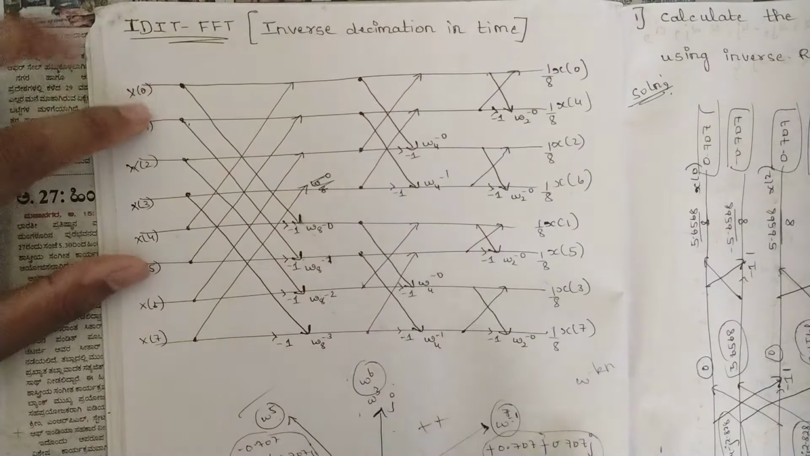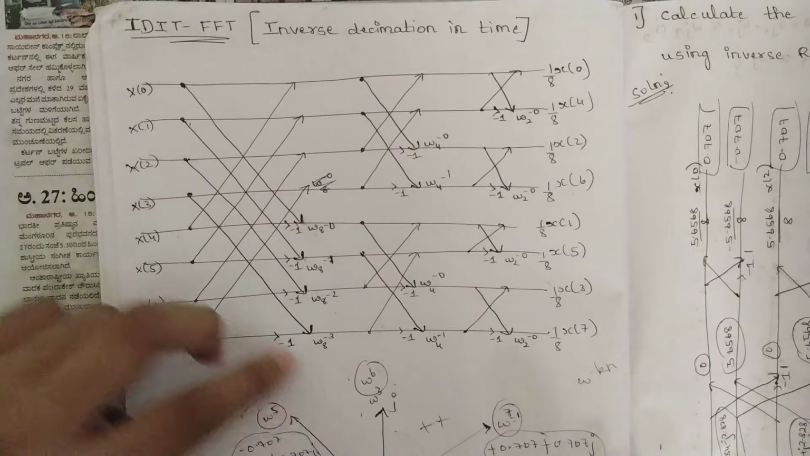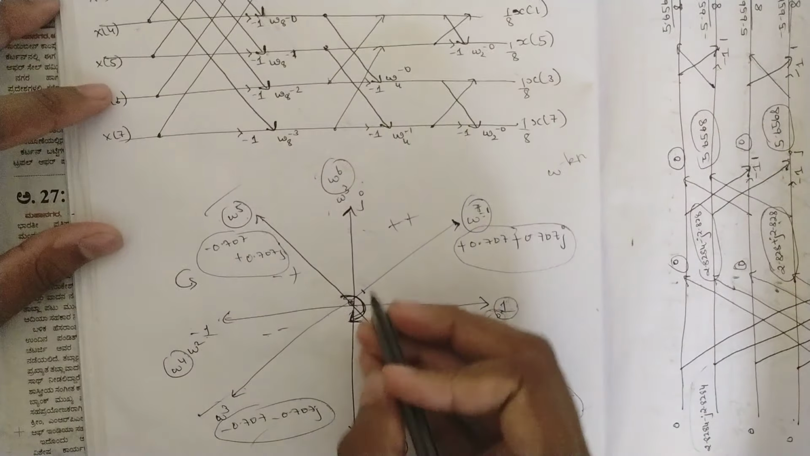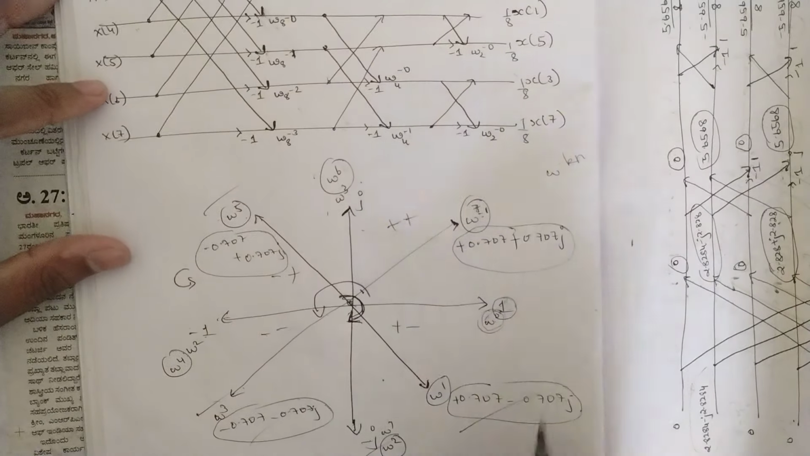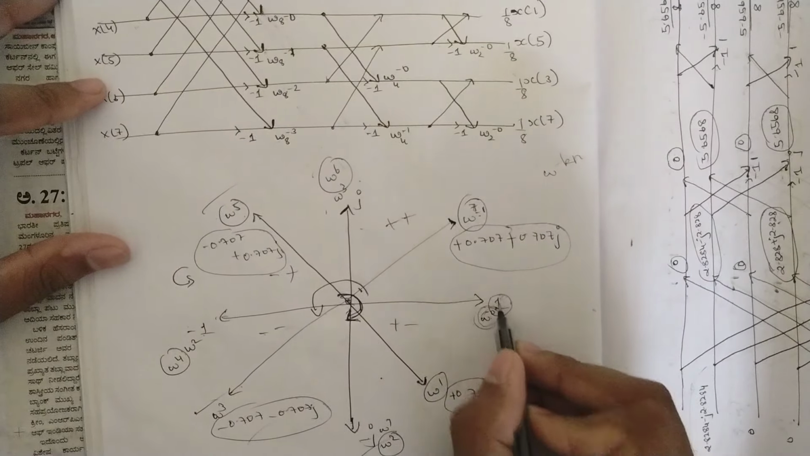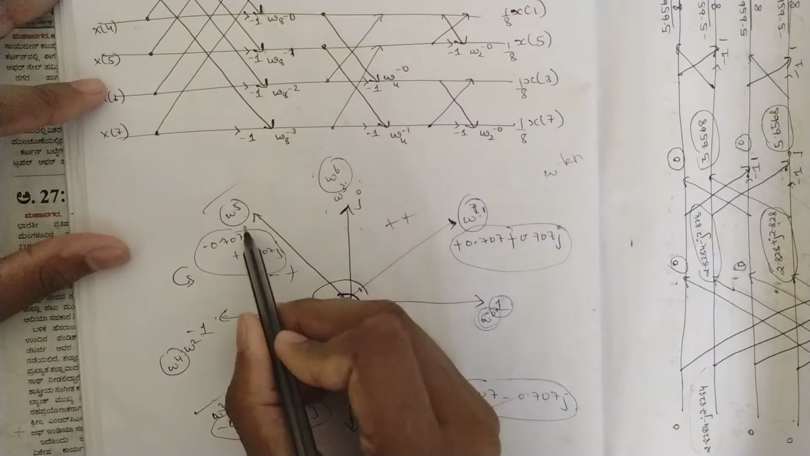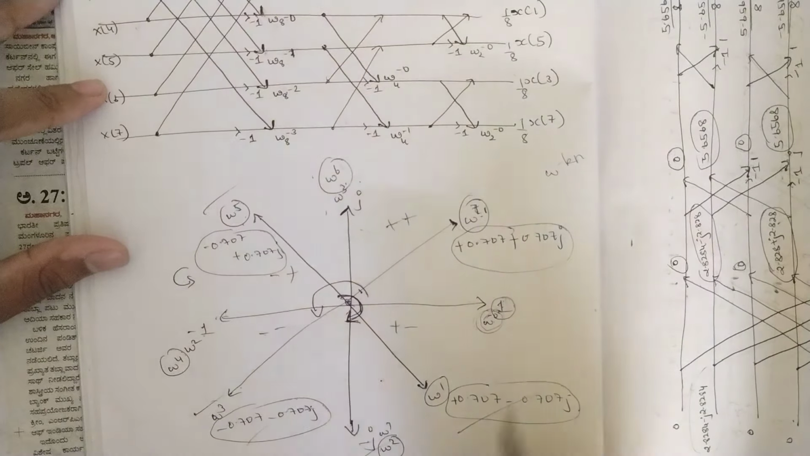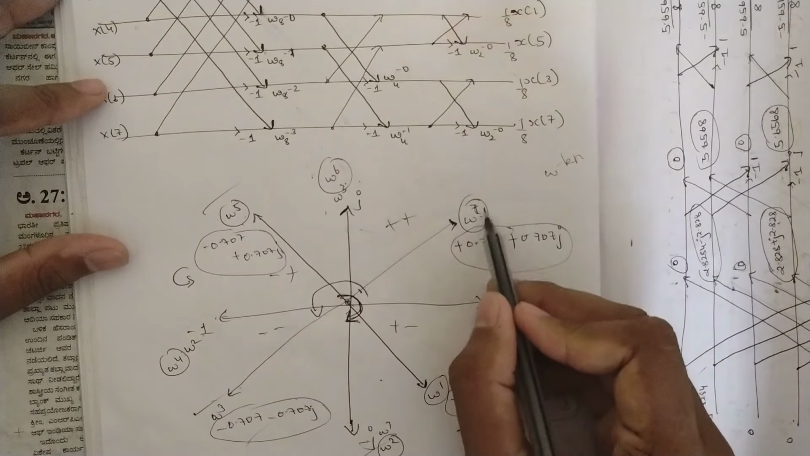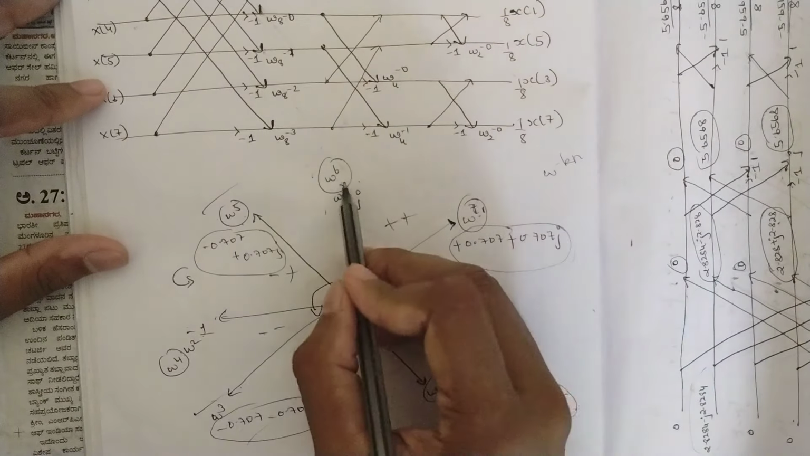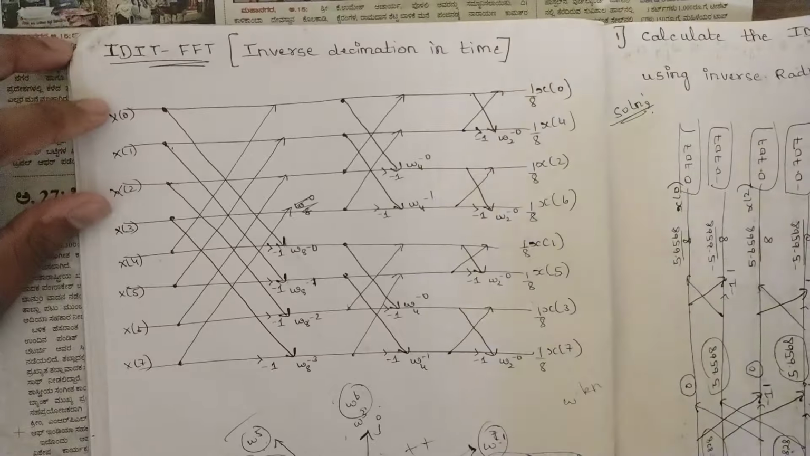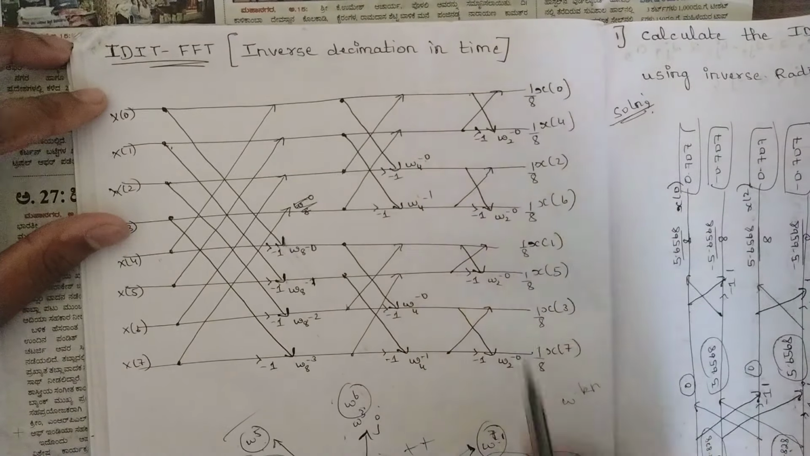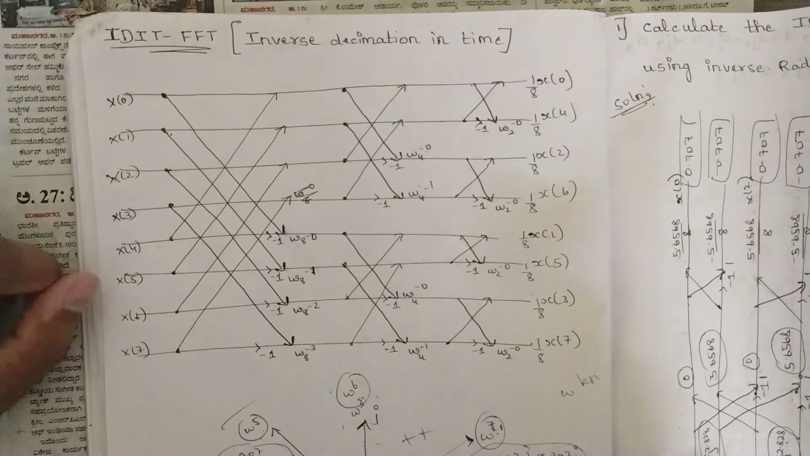Why is this -0? In case of IDIT, we represent it as -0, and the values of this, in this graph I have told you that we should check anti-clockwise. If this is W to the power -0, then this is -1, -2, -3. So if W power 0 is 1, then W power -1 is this value, then -2, then -3. These were some of the changes. Here also on the output side we should write the values, and that's it. I hope you understood the structure very carefully.